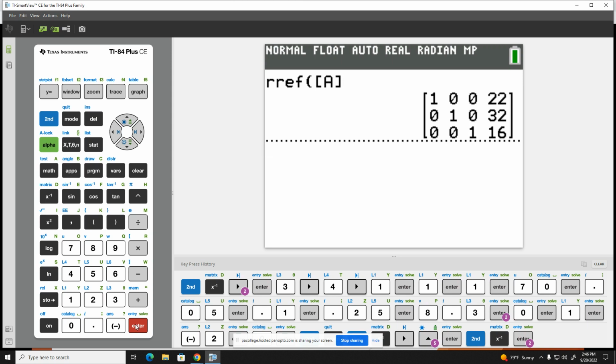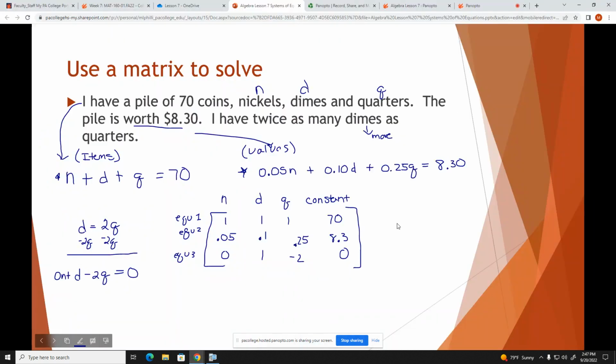And so I have 1, 0, 0, 22. And et cetera, et cetera. I am going to go back to my PowerPoint slide and write this down so that we can talk about it. So we did the reduced row echelon form, RREF, and that gave us the matrix 1, 0, 0, 22, 0, 1, 0, 32, and 0, 0, 1, 16.